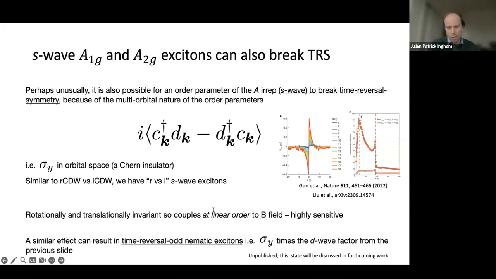And I should comment that this mechanism for creating something time reversal odd out of an anti-symmetrization in orbital space also gives a mechanism for time reversal odd nematic order. So I could have taken the cos 2 theta, for instance, from a few slides ago and stuck a sigma y on it. So that's an interesting possibility, but I won't explore it further in this talk.